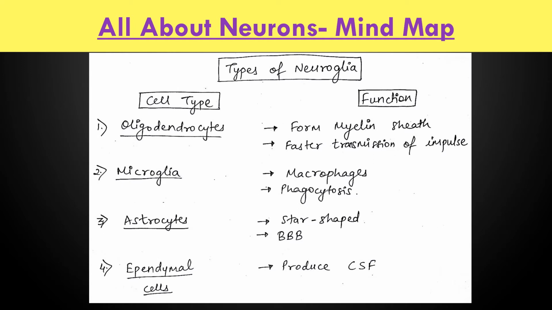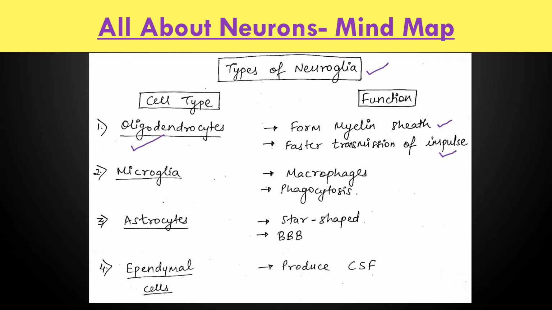Now let us move on to the neuroglial cells. As we discussed earlier, these are the supporting cells. That means these are not involved in the direct signal transmission, but they are going to support the neurons in conducting the signal. There are four types of neuroglial cells. First is the oligodendrocytes. The oligodendrocytes function to form the myelin sheath that we just saw, and it helps in the faster transmission of the impulse.